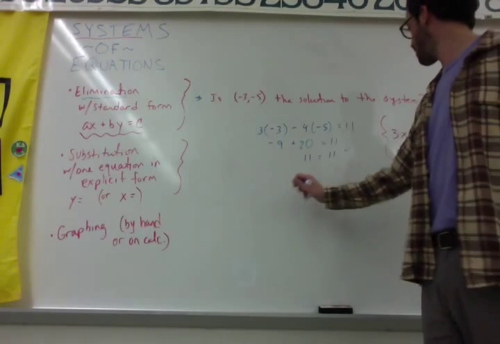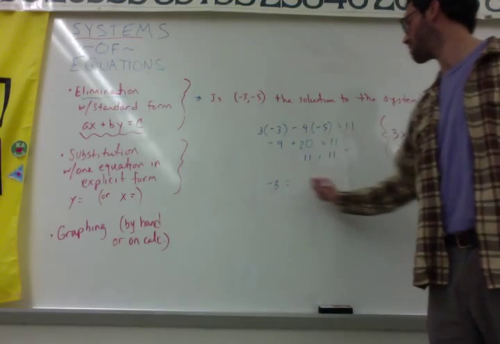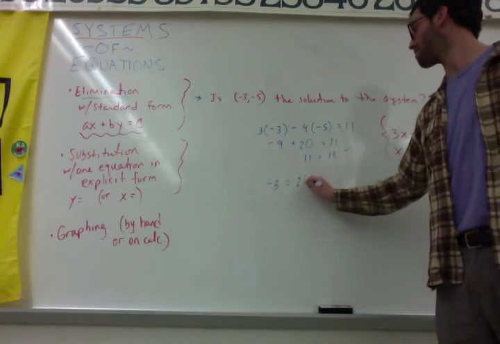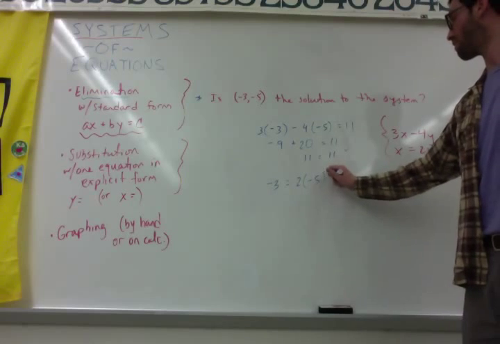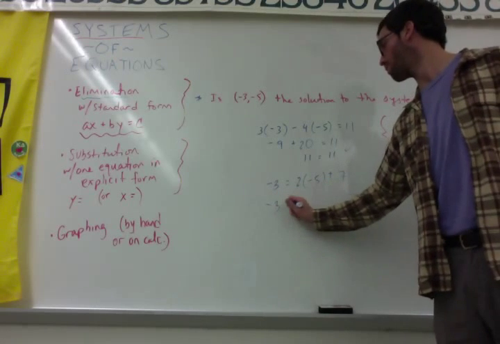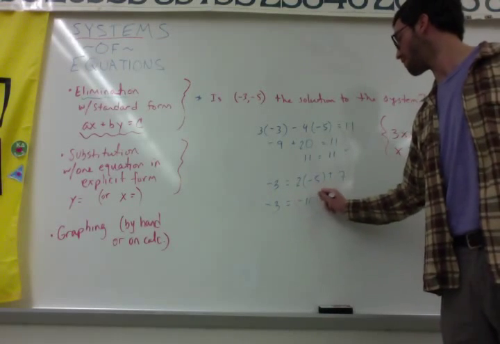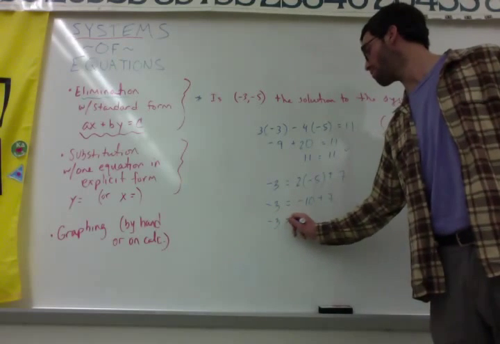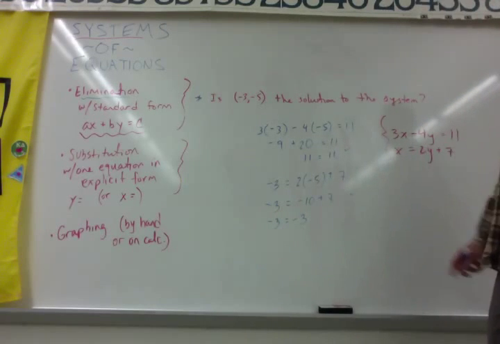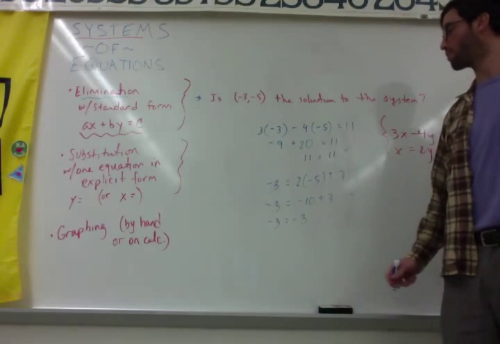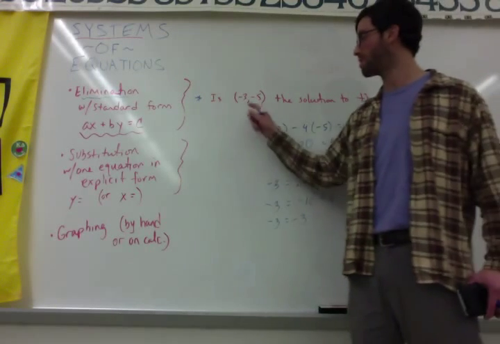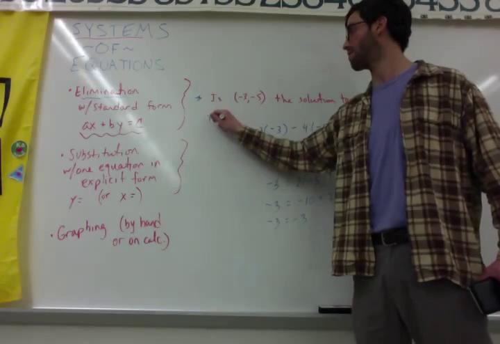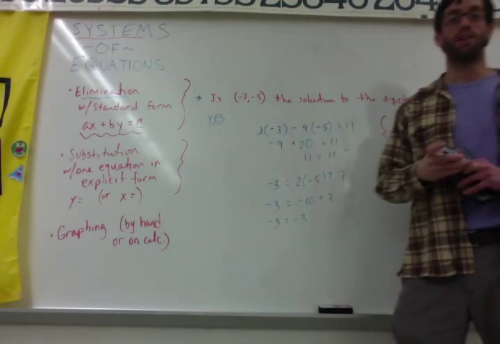And for the bottom one, we have -3 for x equals 2 times y, which is -5, plus 7. Well, we get -3 equals -10 plus 7. We get -3 is -3. So that's the work that shows that it works in both equations. Because it works in both equations, yes, it is a solution. The answer is yes.